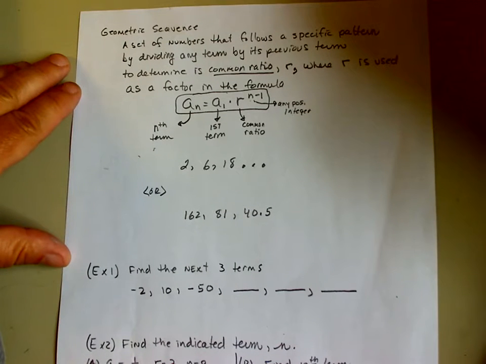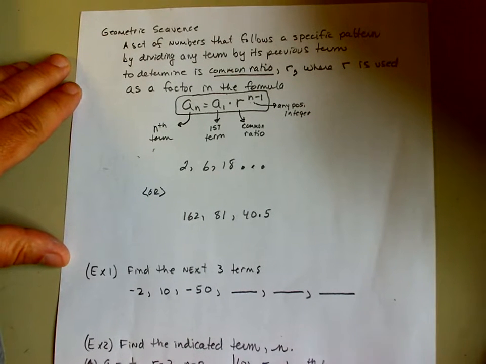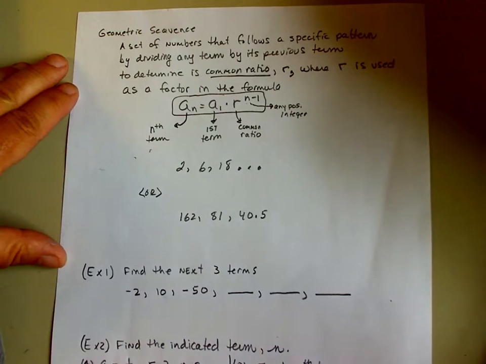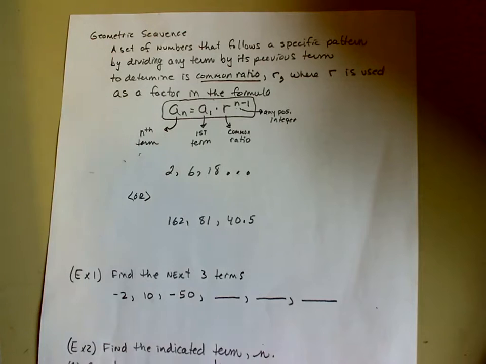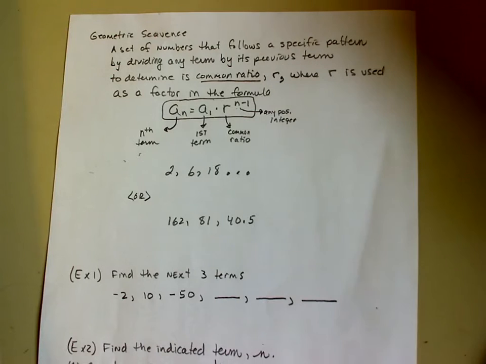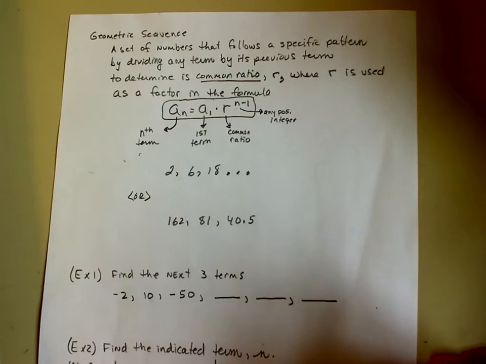In this video lesson, we'll be taking a look at a geometric sequence. A geometric sequence is a set of numbers that follows a specific pattern. This is found by dividing any term by its previous term to determine the common ratio. The common ratio will be indicated as r in the sequence formula, where r is used as a factor, or a number that is being multiplied, in the specific formula below.